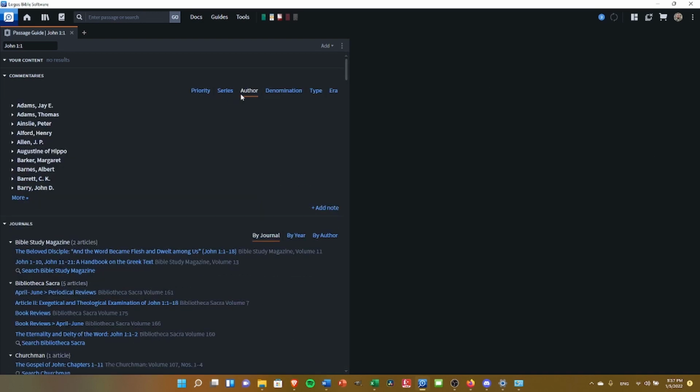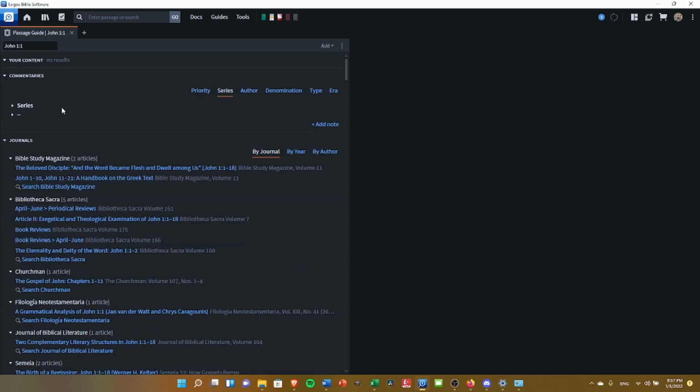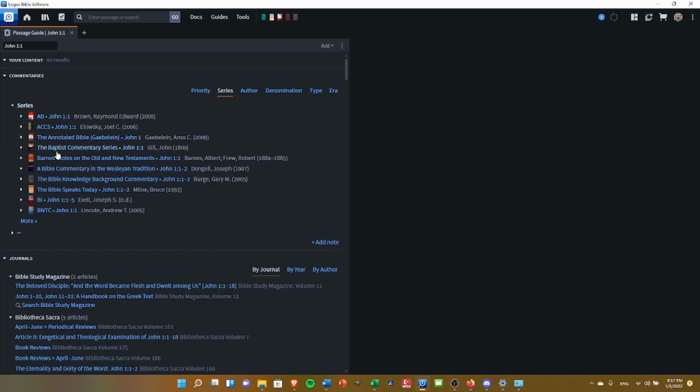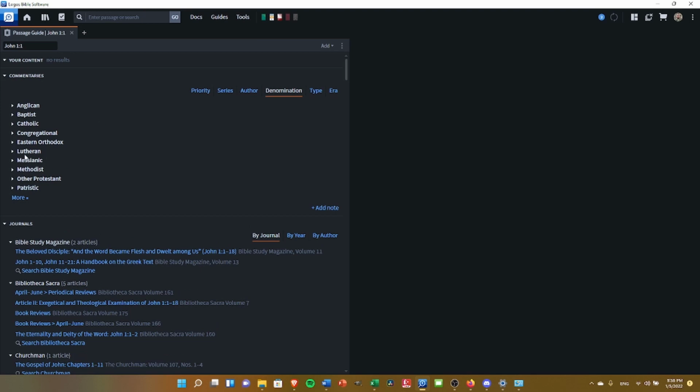At any rate, there are other ways of organizing them. You can organize them by author. I don't like this because there's too many of them. You can organize it by series, and this is going to be an alphabetical listing of series. So this one is at the top because it's the Anchor Bible, right? Anchor Yale Bible series.